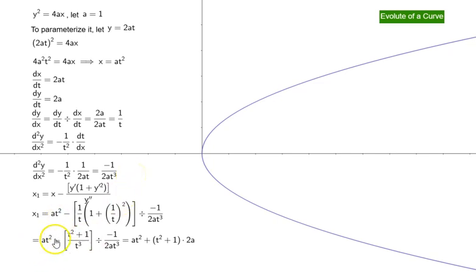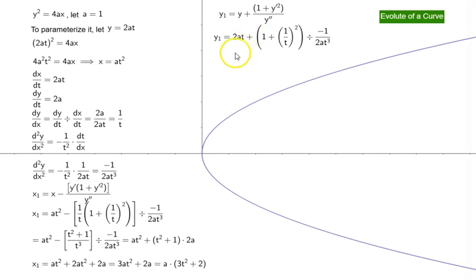Simplifying this, we get at square minus (t square plus 1) by t cube divided by minus 1 by 2at cube, which is equal to at square plus (t square plus 1) times 2a. x1 is equal to at square plus 2at square plus 2a, which is equal to 3at square plus 2a, which is equal to a times (3t square plus 2). That is x1.